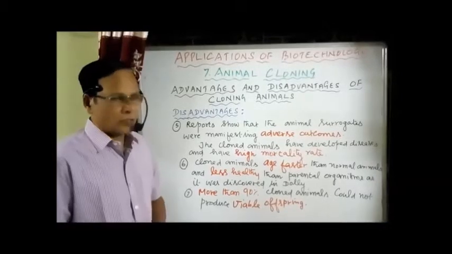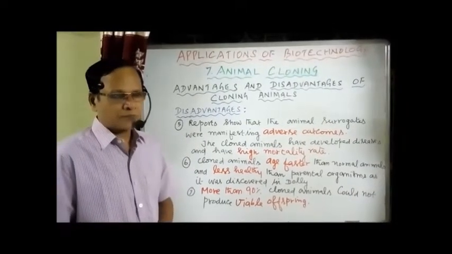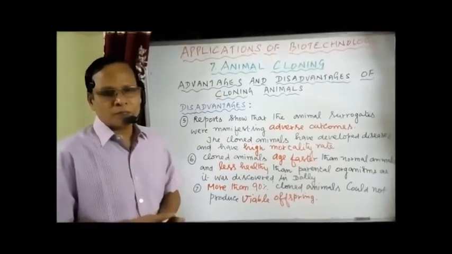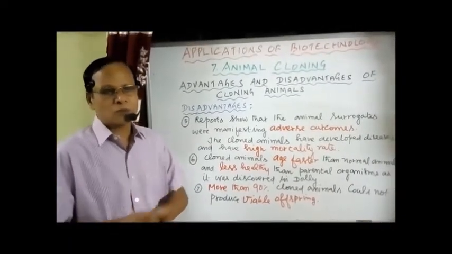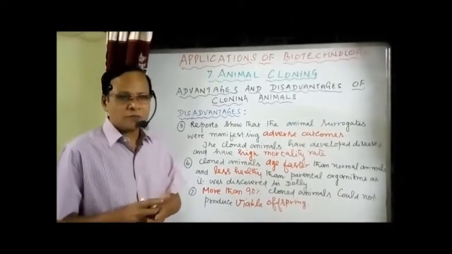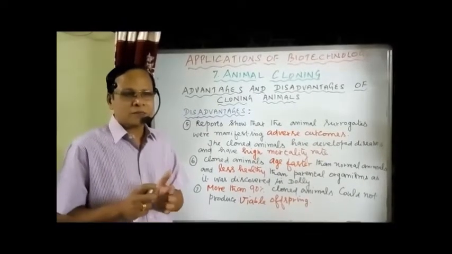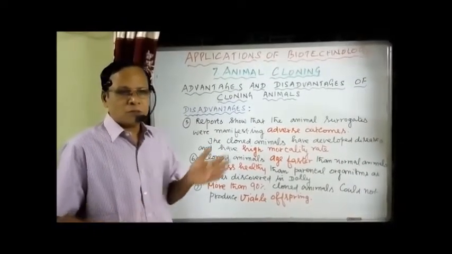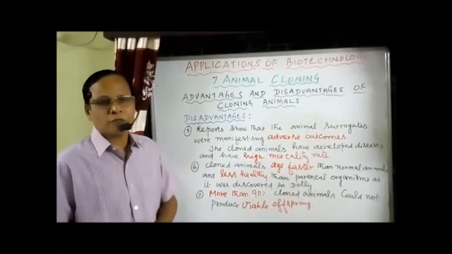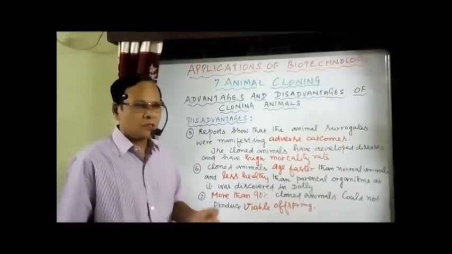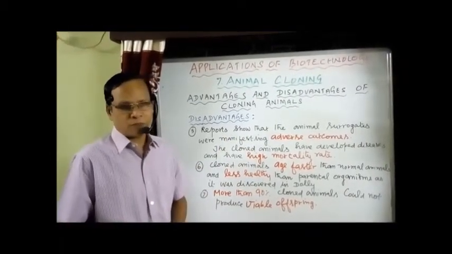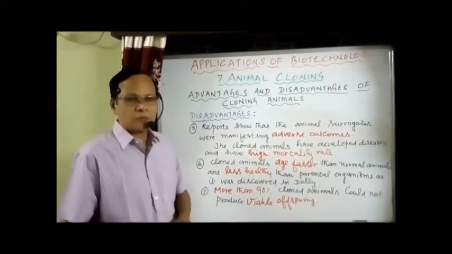Now we have one more disadvantage. Cloning might compromise human health through the consumption of cloned meat. The meaning of that is, the cloned meat when consumed by human beings causes some sort of problems. They cause some problems in the human body when we consume the cloned meat. This is the last disadvantage. So that's about the disadvantages of animal cloning.